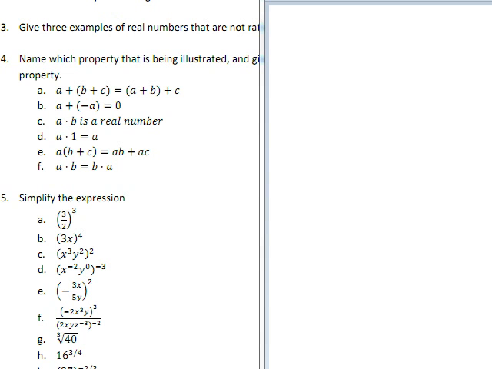Okay, guys. Now we're going to get on to question number 4, which is name which property is being illustrated, and give an example to show the property in action. So what we're going to do in this case is quickly work through these. The very first one is for A, which is A plus (B plus C) is equal to (A plus B) plus C. So start right off. That's the associative property.